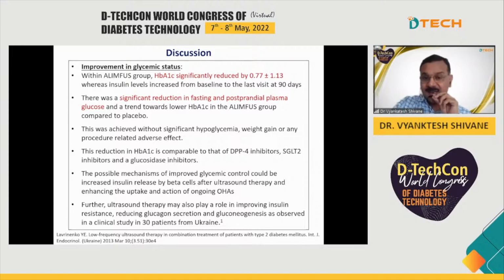There was a significant reduction in fasting as well as postprandial blood glucose, and there was a trend towards lowering of HbA1c in the ALIMFUS group compared to placebo. This was achieved without significant hypoglycemia, weight gain, or any other procedure-related side effects.